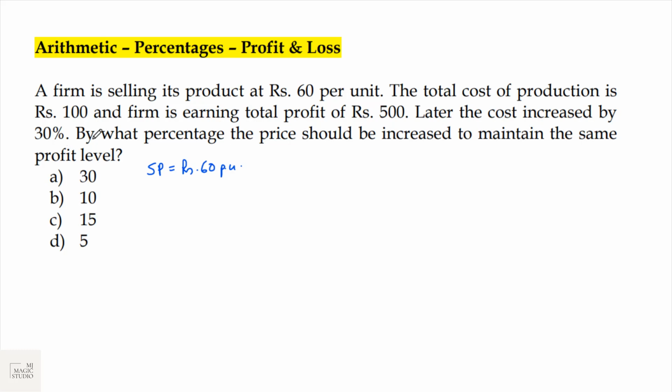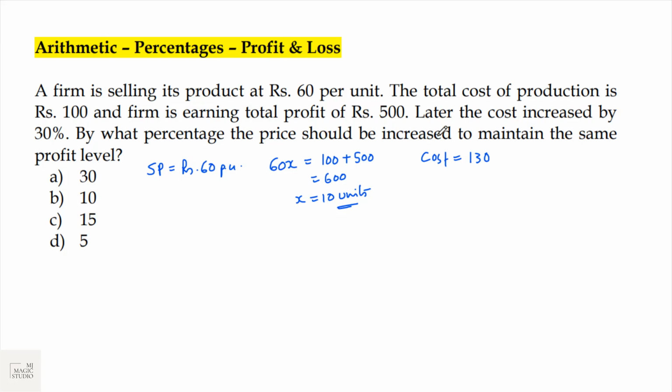Later the cost increased by 30%. So first of all, let us see how many units are sold. Total revenue is 60x, which equals total cost of production plus profit. Cost plus profit equals revenue, which equals 600. That means units sold are 10 units. Later the cost increased by 30%. Now cost, which was initially 100, now becomes 130, that is 100 plus 30% of 100.